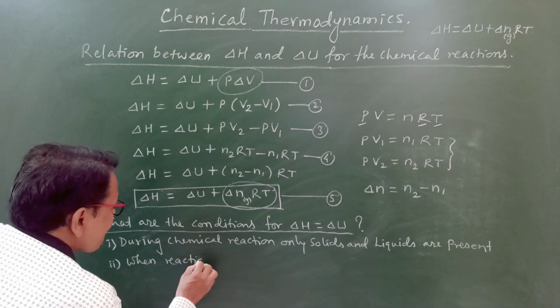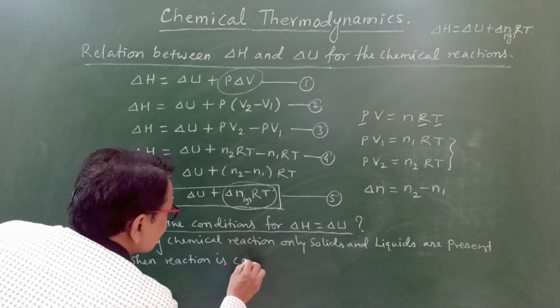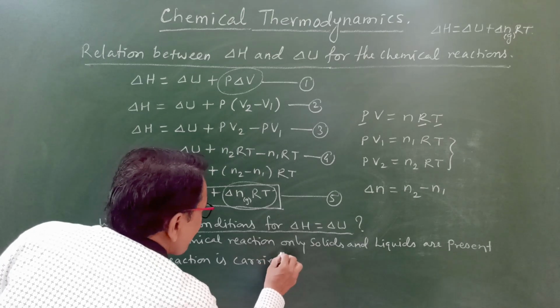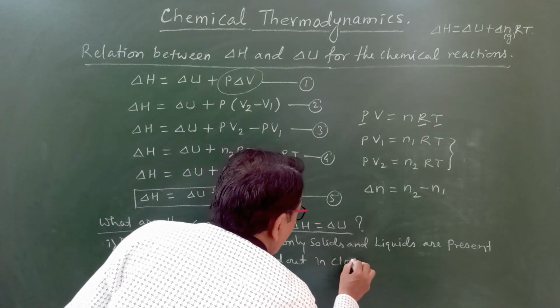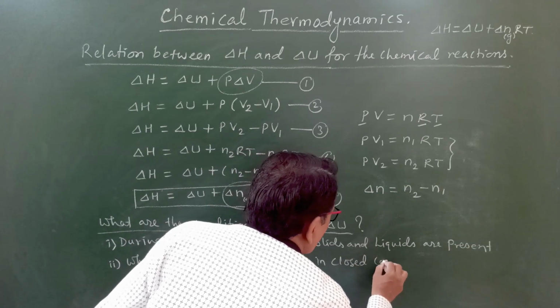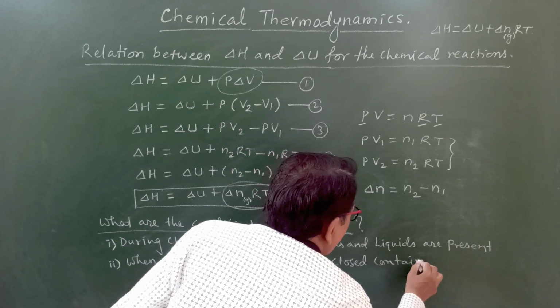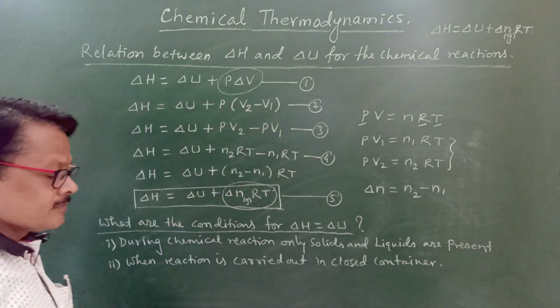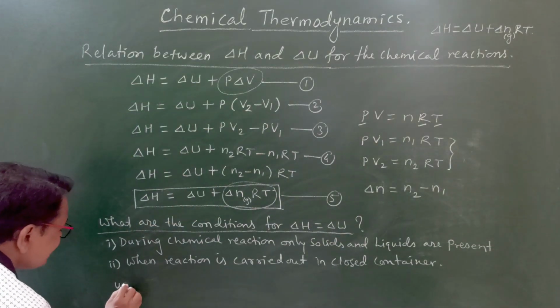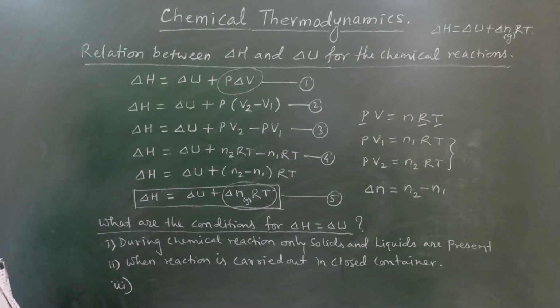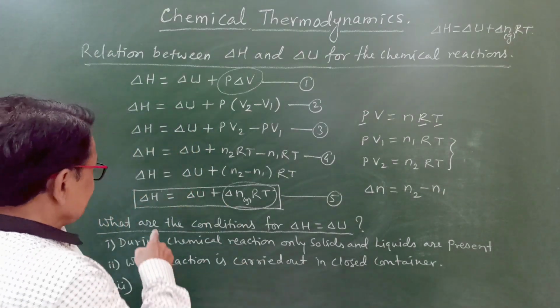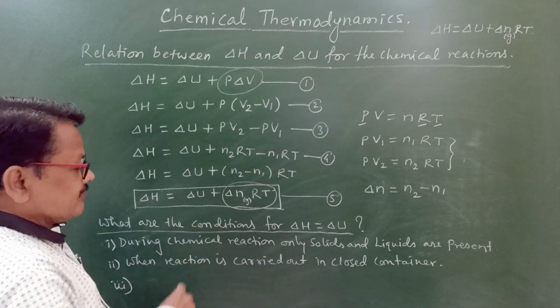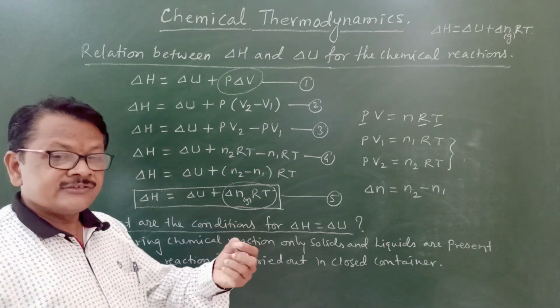The reaction is carried out in a closed container. So this is the second condition. And the third and final condition is that, regarding this, delta H is equal to delta U in this equation when delta n is 0.